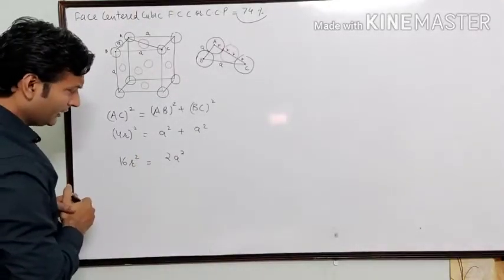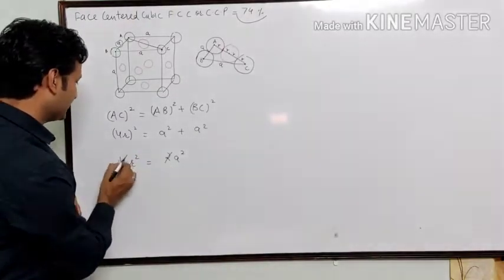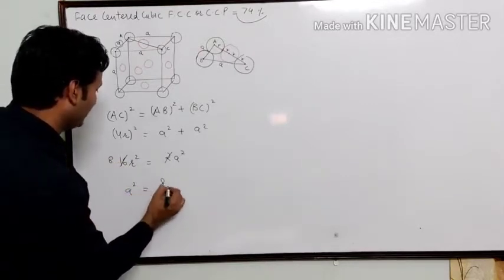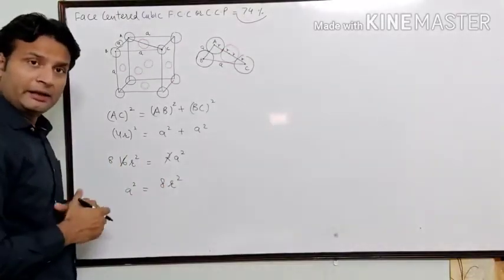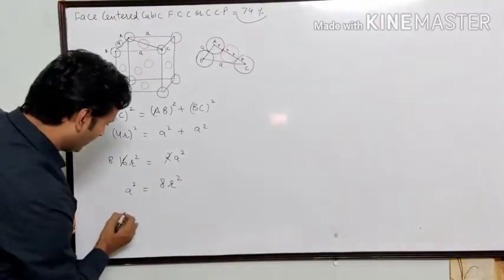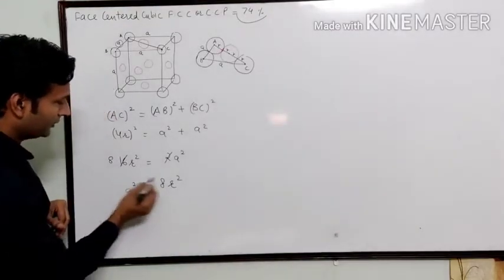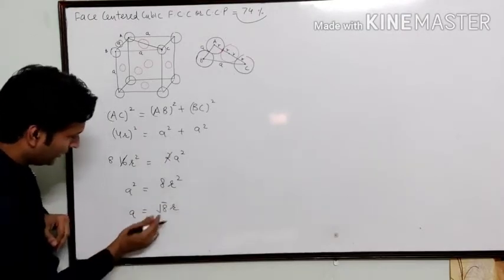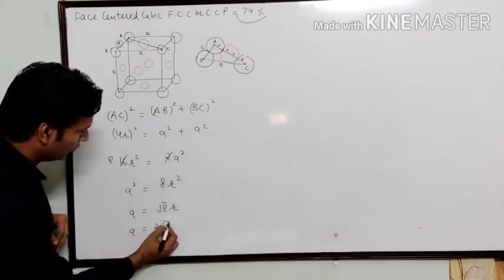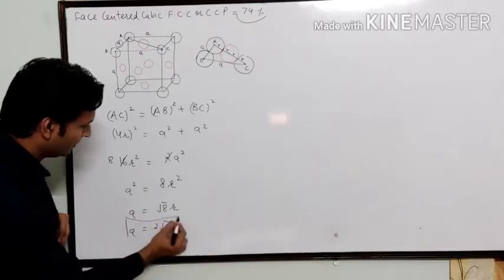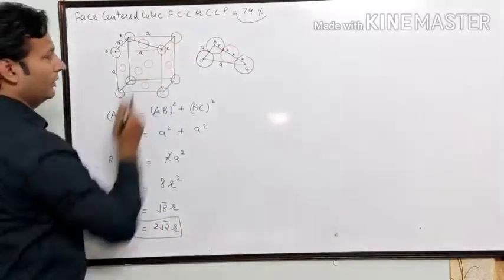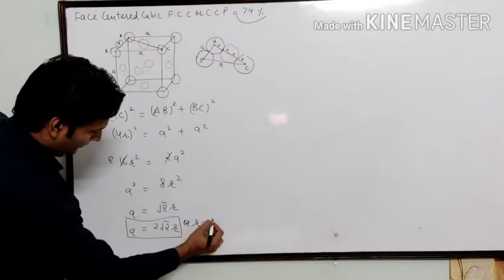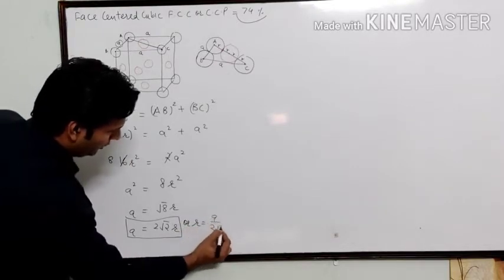Now what is this? After solving this, 16 can be cut by 2. Now it is A square is equal to 8r square. And 8 can be written as 2 root 2. Or we can say after removing the square, A is equal to under the root 8r, and under the root 8 means 2 root 2r. This is the relationship between A and r for FCC lattice. Or we can say that r is equal to A upon 2 root 2.